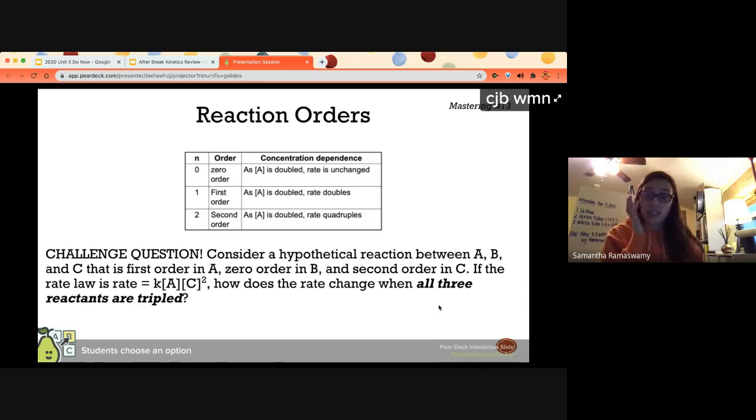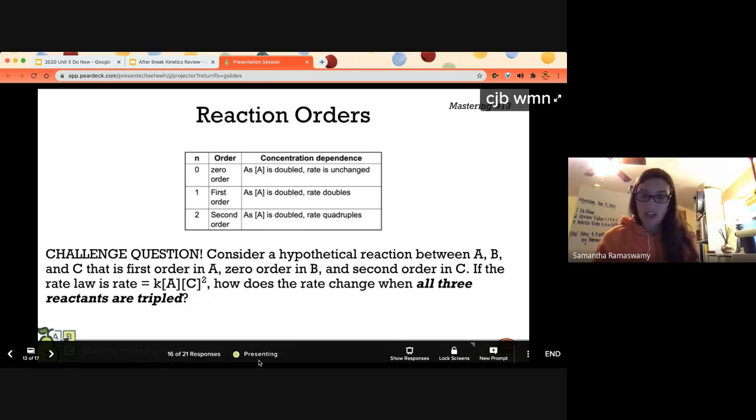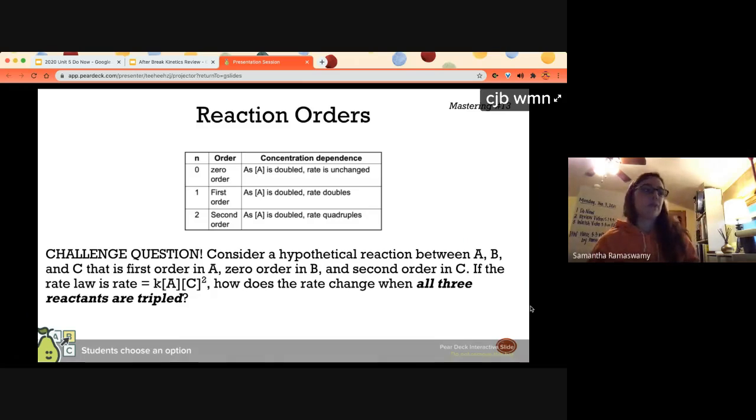And I'll give you a hint. If you're looking at this and you're like, I have no idea, plug in a 3 into each reactant concentration. Plug in a 3 to each reactant concentration and see what number you get. And I know that you're going to have something times k. That's fine. k is a constant. But just look for what number you get, because that's the factor by which the rate will change. Yeah, I see some people are doing that and they're changing their answers. Good.